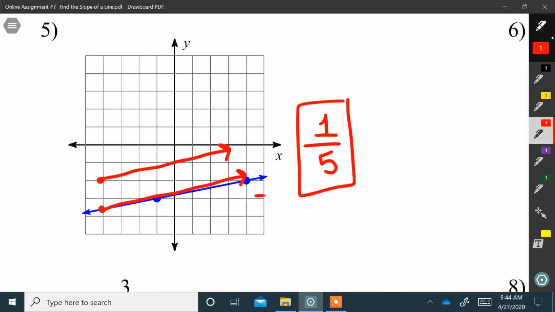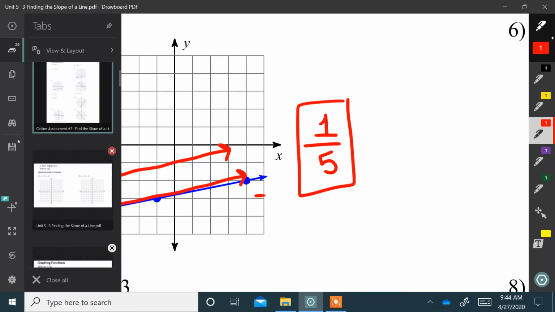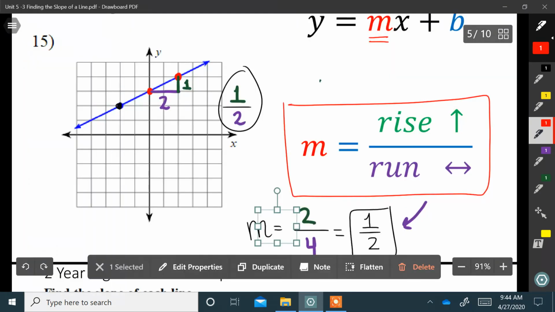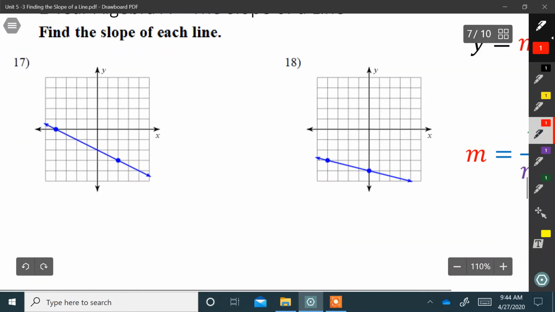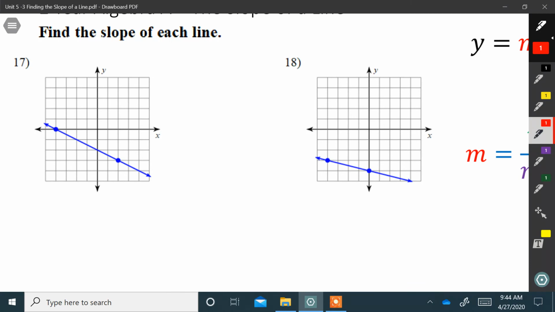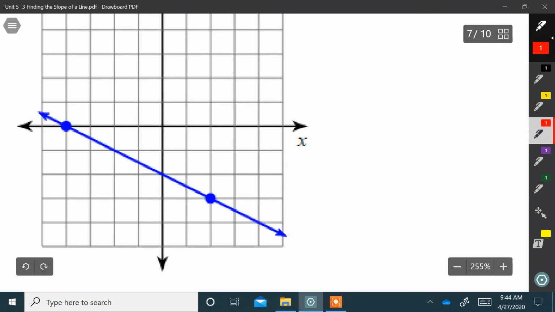Now we're gonna take a look at number 6, and that's when it's gonna change a little bit. But before we do that, I wanna talk about negative slopes a little more. Okay, so let's take a look at this one here. I can tell just by looking at this graph that the slope is going to be negative.